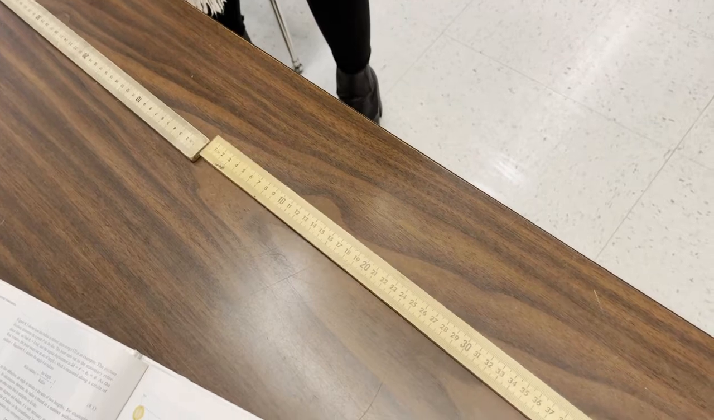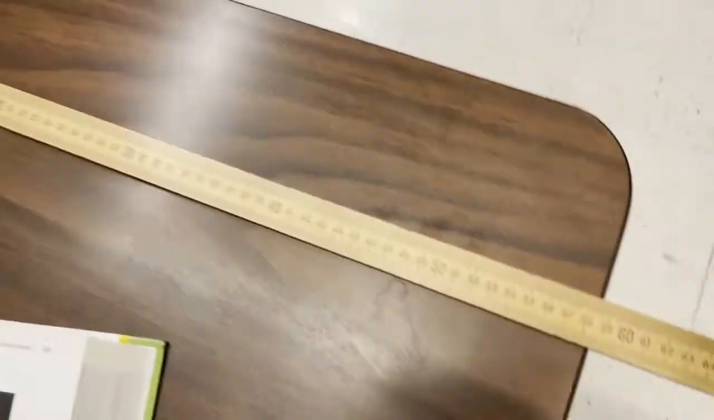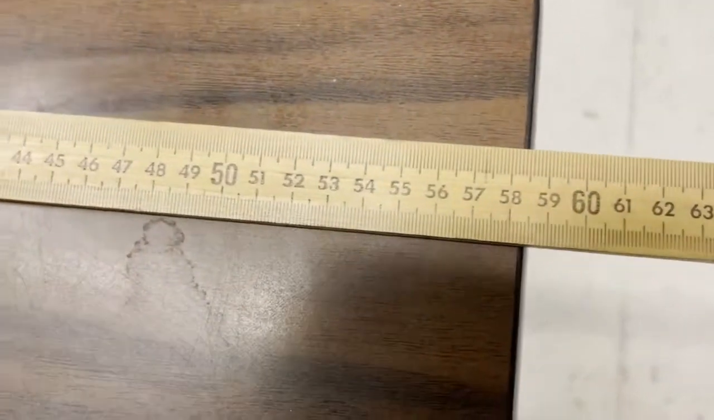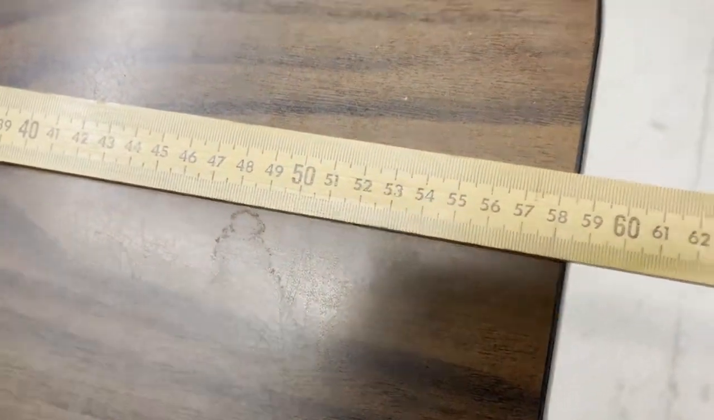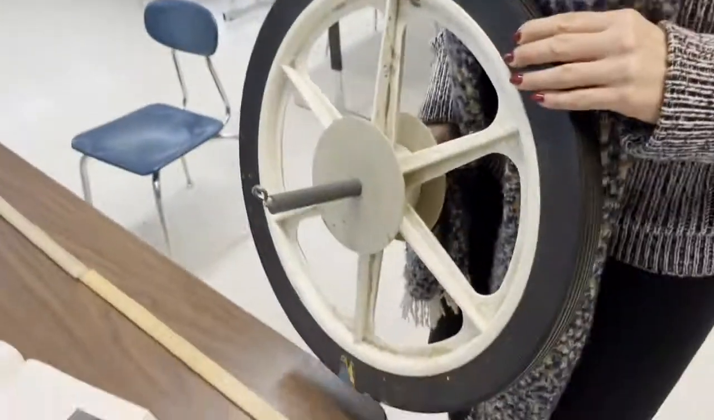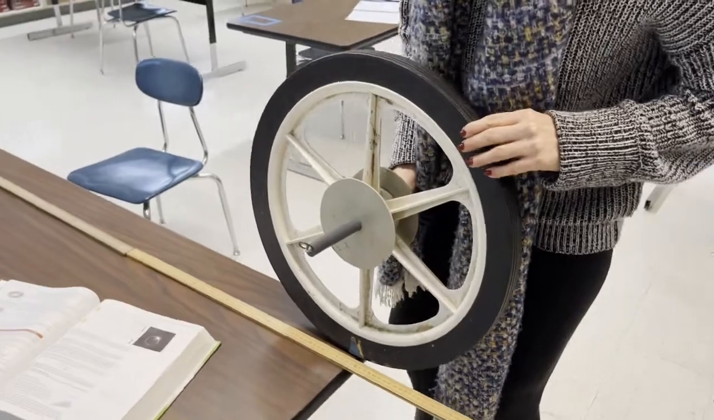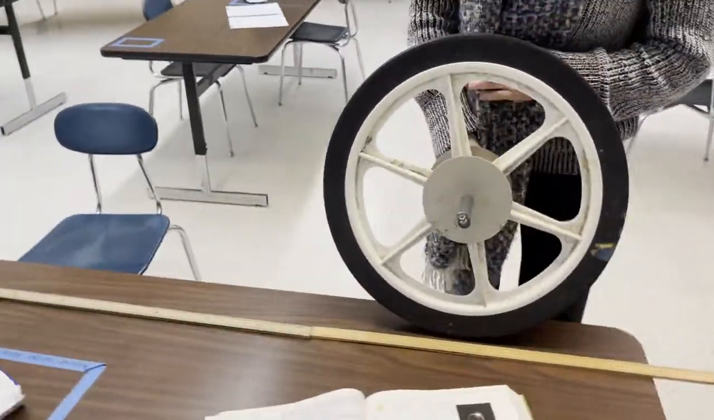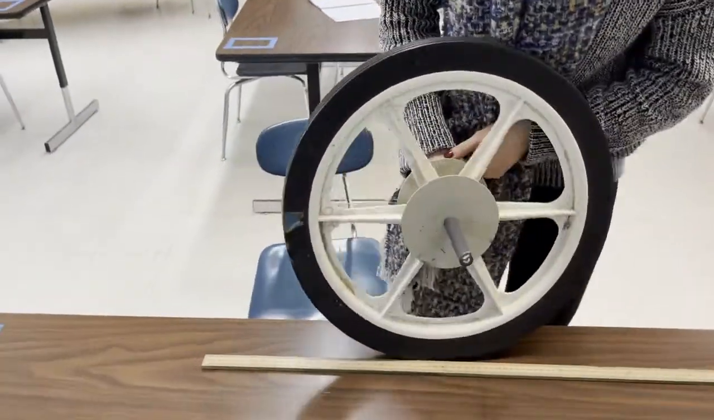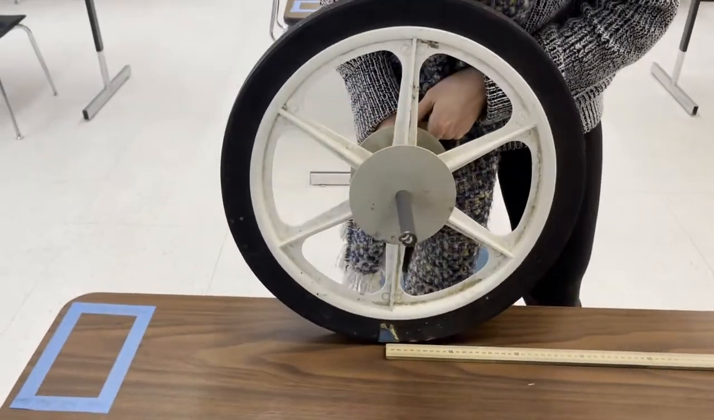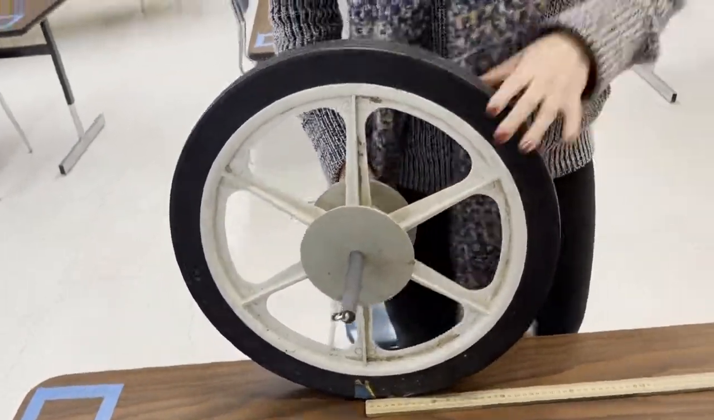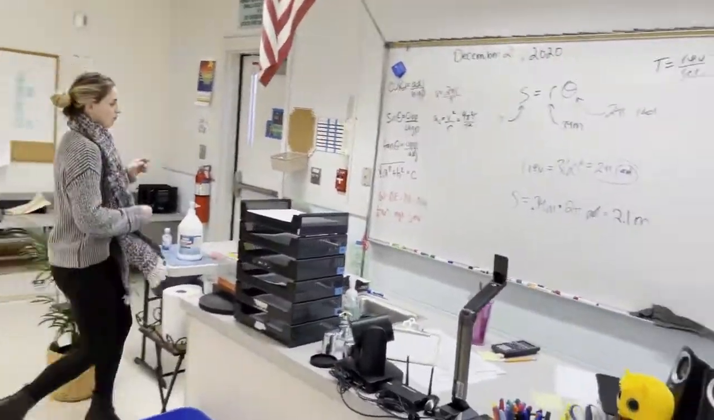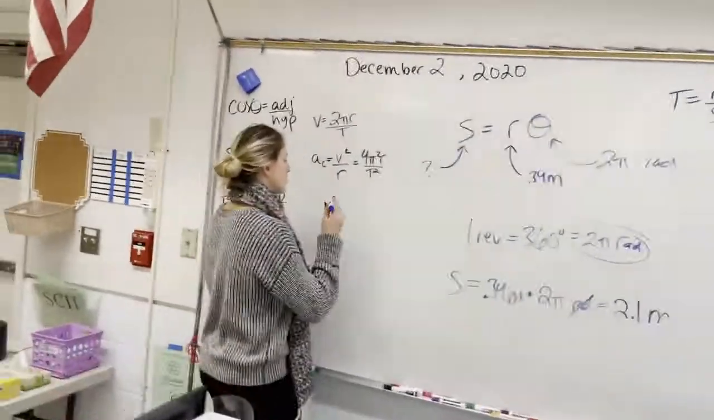S is, let's call it, 1.59 meters. So S is how far it rolls in 1 revolution. Can we do this? What's the radius? Let's do it. So what was the distance? That distance was 1.59 meters.